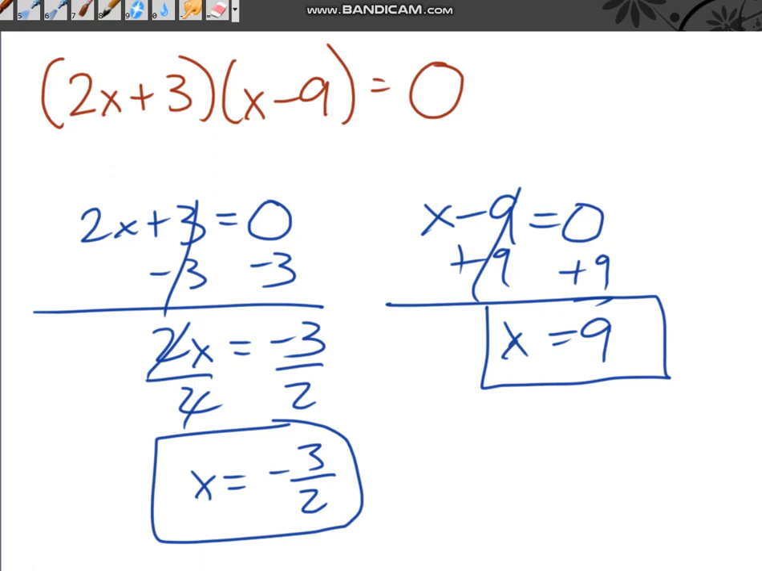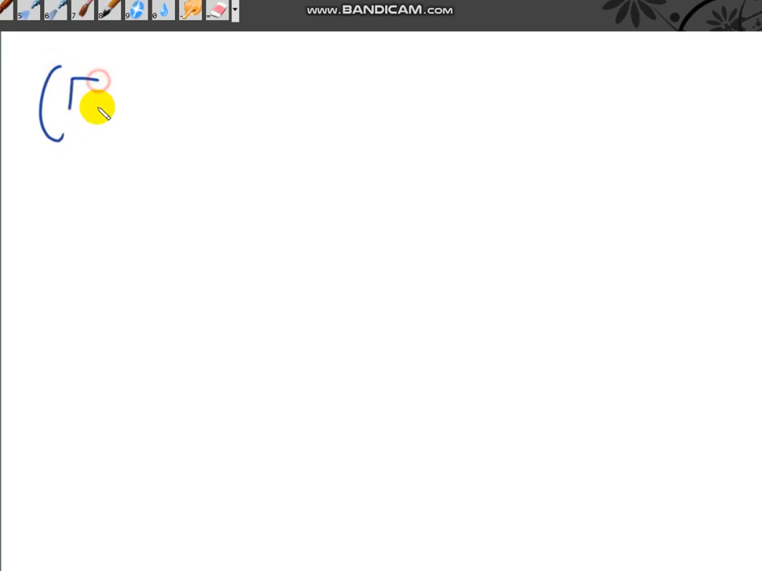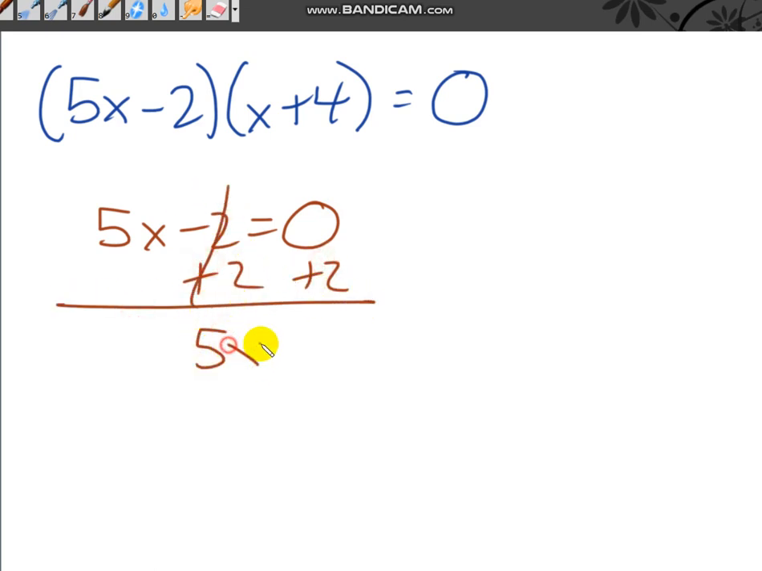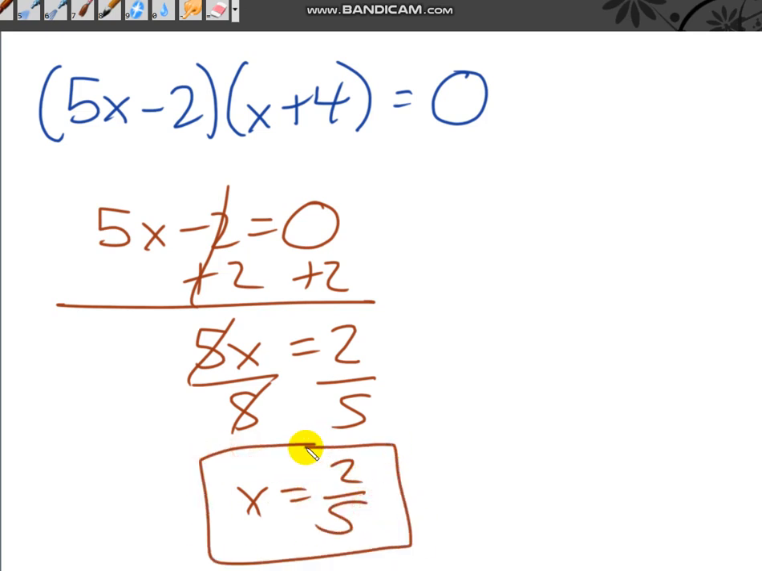Okay? So I am going to clear the screen. Let's say I have (5x - 2)(x + 4) = 0. What we have here is we are going to set this piece equal to 0. We have 5x - 2 = 0. Add 2 to both sides, it cancels out. 5x = 2. Divide by 5 on both sides, 5 cancels out. x = 2/5.